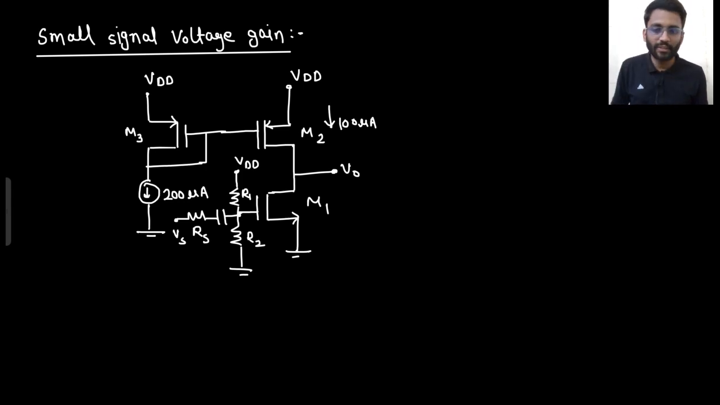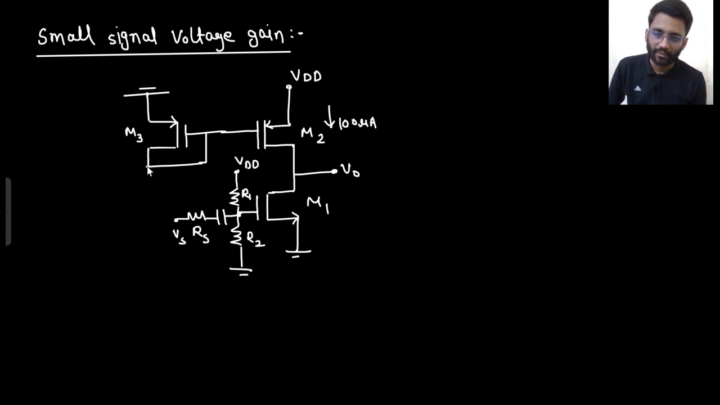For finding the small signal voltage gain, what do we do? This supply will be shorted. What will happen to this current source? This will be open circuited. This current source will be open circuited. This circuit will be reduced to something like this. Say yes or no, are you agreeing to my point?